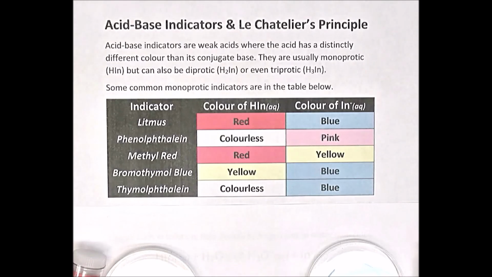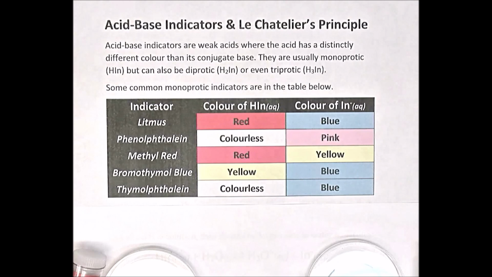So in today's video, we're looking at acid-base indicators. We're going to examine different acid-base indicators and then try to interpret what's happening using Le Chatelier's principle. We're also going to use acid-base indicators to estimate the pH of various solutions.